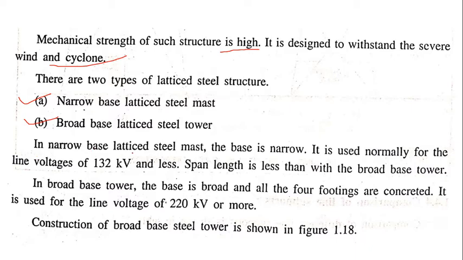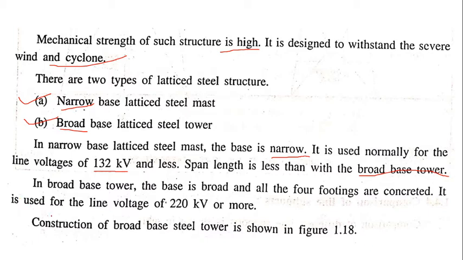Okay, so in narrow based lattice steel structure, the base is very narrow, as we saw in the previous figure. It is used normally for line voltages up to 132 kV and less, and the span is less with respect to the broad base tower. So the span is lesser in narrow and wider in broad. Okay, in broad base tower the base is broad and all the four footings are concreted.